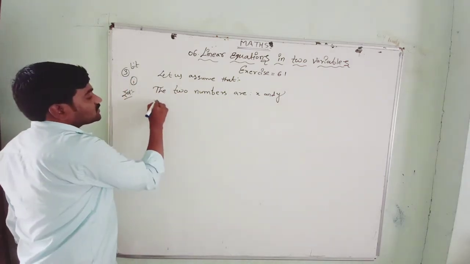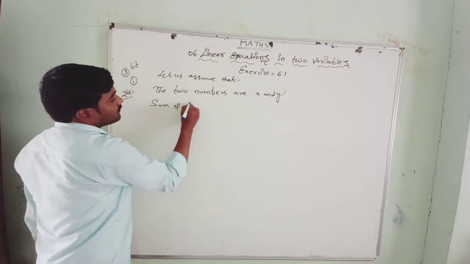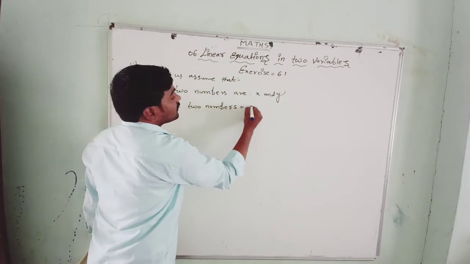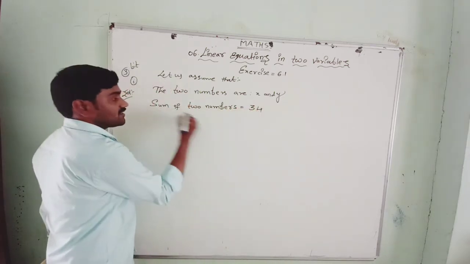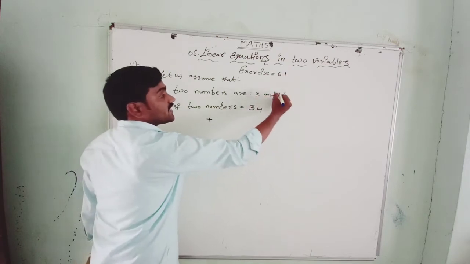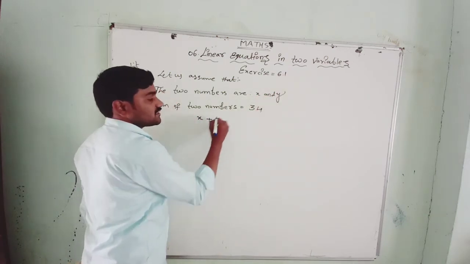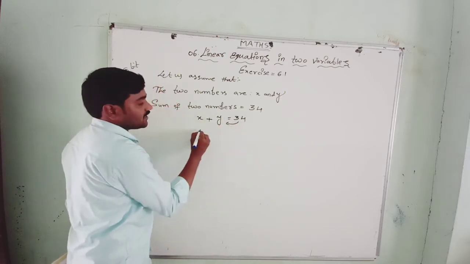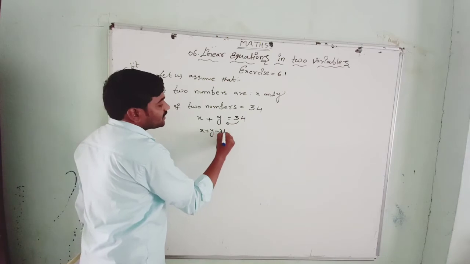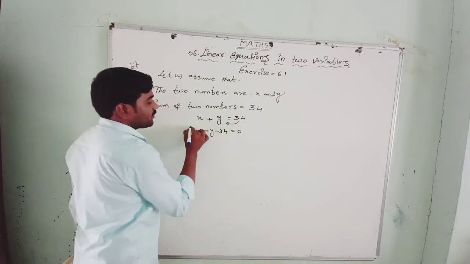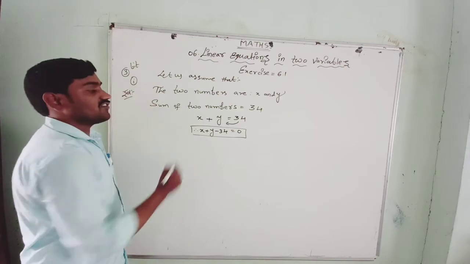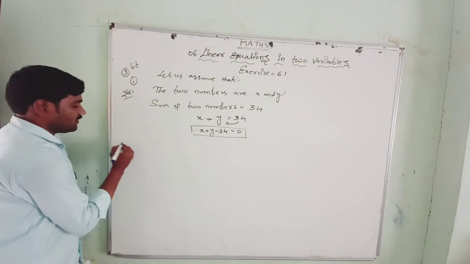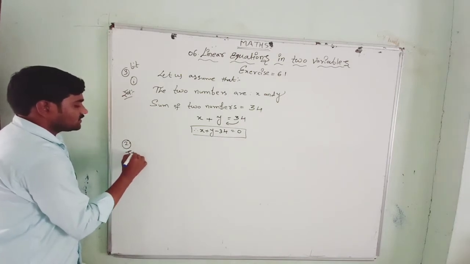It is given in the question that the sum of two numbers is equal to 34. Sum means plus. Let us add the two numbers, x and y. The first number we assume is x, the second number we assume is y, and that equals 34. Bring this 34 to this side: x plus y minus 34 will be equal to 0. The plus 34 becomes minus 34. Now it is in the form of ax plus by plus c equal to 0, the linear equation in two variables form. That's it, children. Simple. Then the second one.